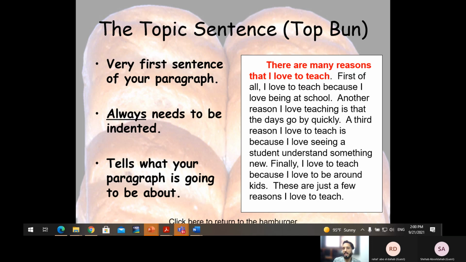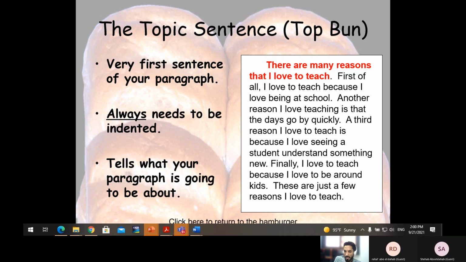So the minimum: if I want to write a well-structured paragraph, a perfect paragraph, you have to start with the topic sentence, 3 main supporting sentences and details, and then 1 closing sentence. Minimum 5 sentences. Okay? 1 topic sentence, 3 supporting sentences and details, and 1 closing sentence.